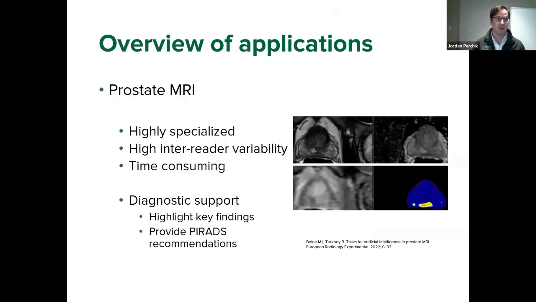This is a highly specialized exam. For readers who are not as familiar, who don't do as many of these exams, there can be very high inter-reader variability, and they can be very time consuming for people who are really trying to lock in and find these very, very subtle findings. So the AI application that we're highlighting here, that was in this cited source, the purpose of it is to analyze the prostate MRI images, highlight the key findings, and it provides a PI-RADS recommendation on top of that. So not only is this detecting the finding, highlighting the finding, but it's providing diagnostic support as well.